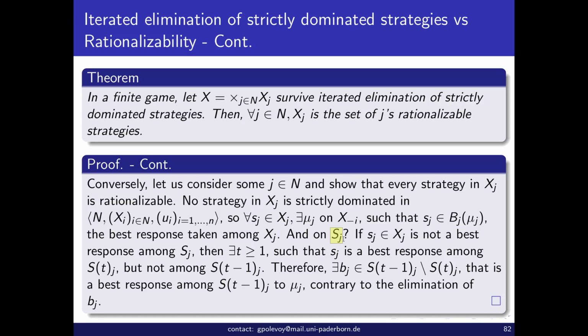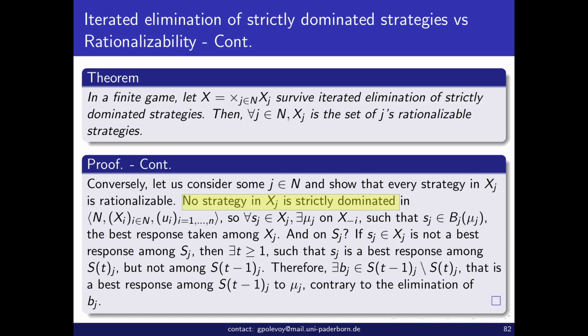Yeah, it's a best response in Xj. Therefore, it has to be so. Let's look at the converse direction again. The converse direction assumes that we have this set X survived of those who survive some process of determination of strictly dominant strategies, and prove that these strategies are all rationalizable.